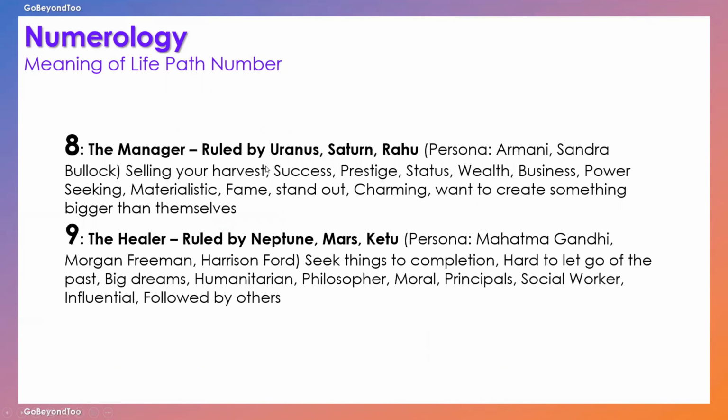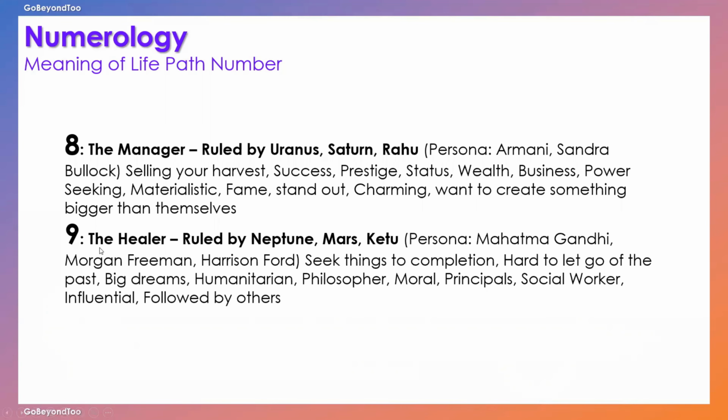Number 8, the manager, ruled by Uranus, Saturn, and Rahu. Personas are Armani and Sandra Bullock. So this is about selling the harvest. They're very successful people. They have a lot of prestige, status, wealth, business, power seeking. They're materialistic. They like fame, and they like to stand out. They're charming. They want to create something bigger than themselves.